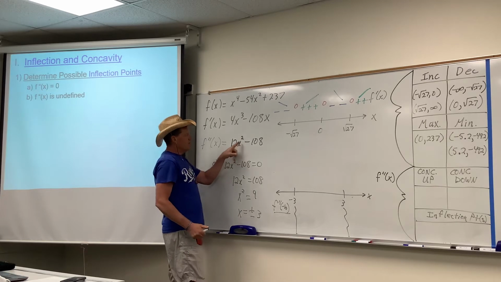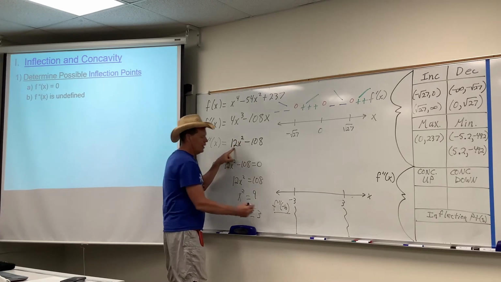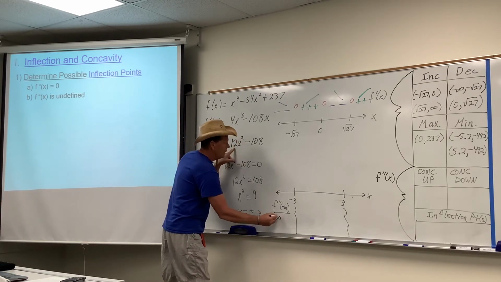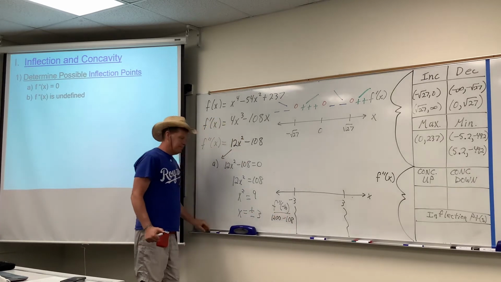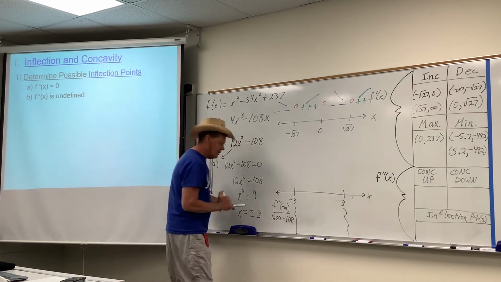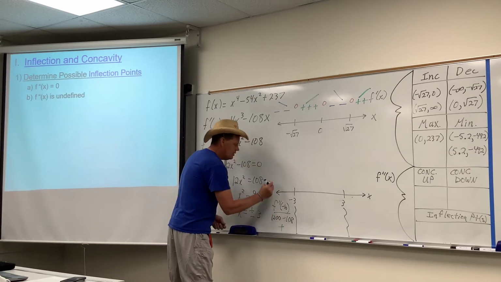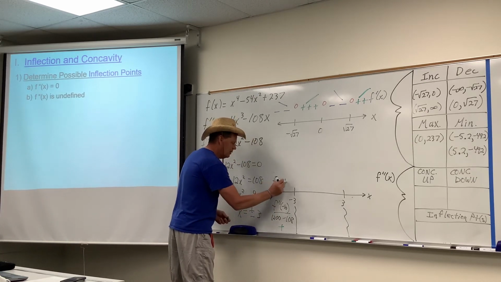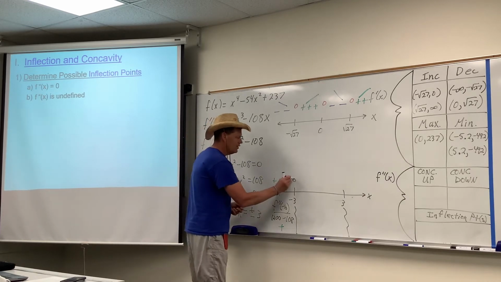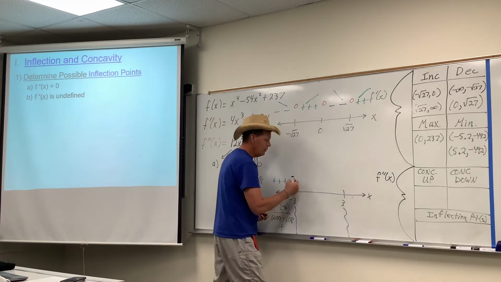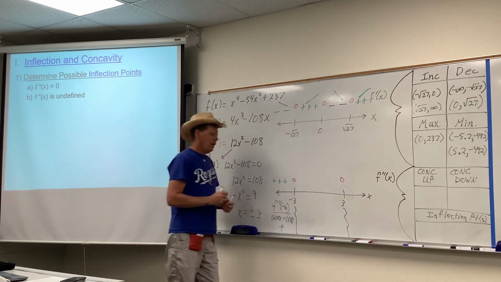So -10 squared is 100 times 12. That's 1200 minus 108. That's going to be a positive number, isn't it? Okay? That's going to be a positive number. Okay, so we're going to put positives here. Incidentally, I needed to put the fact that these two numbers made the second derivative equal to 0, didn't it?